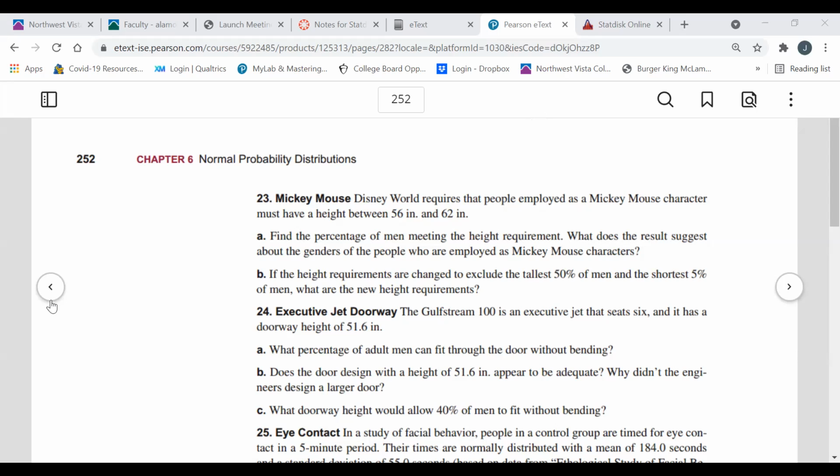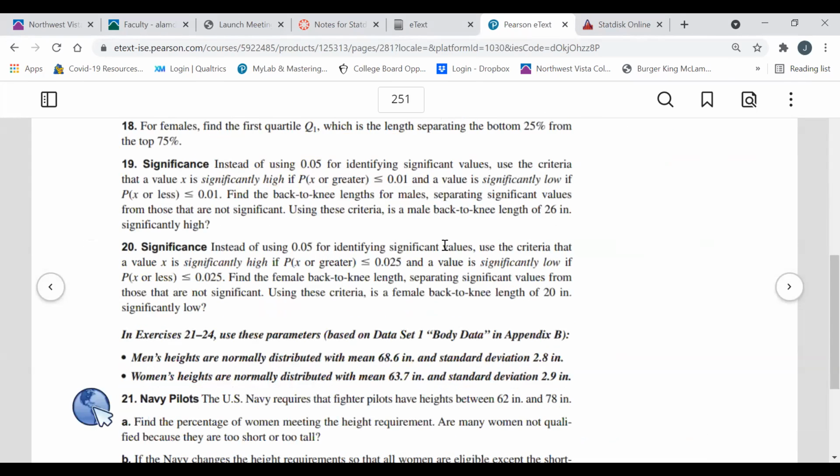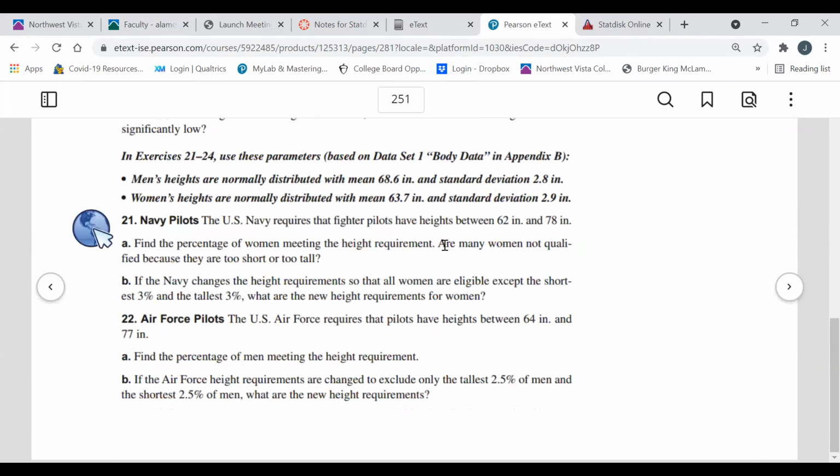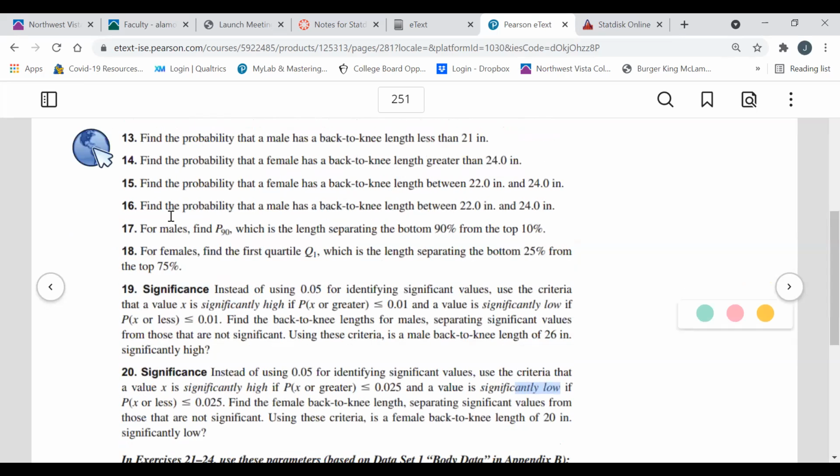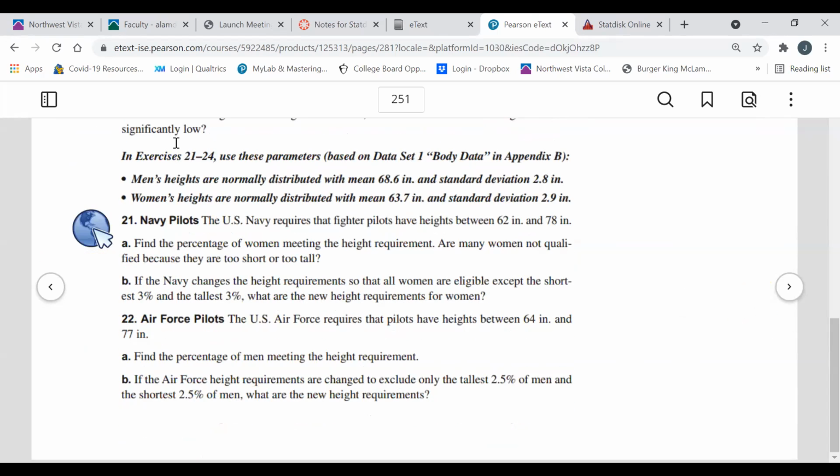All right, you're going to do the pilots. Here we go. 21, Navy pilots. Now you ladies have to be careful, because you need to make sure that we're dealing with the right gender. Notice at the very top of problem 21, it says men's heights are normally distributed with a mean of 68.6 and a standard deviation of 2.8, and the women's heights are normally distributed with a mean of 63.7 and a standard deviation of 2.9. They're giving you the men's and the women's numbers, so you have to read the question and use the correct gender readings.